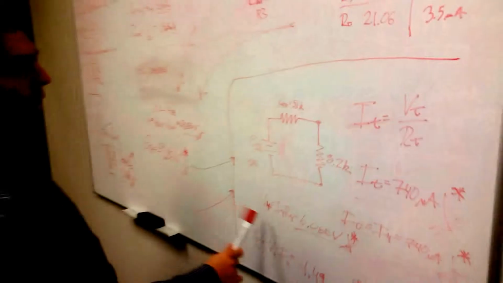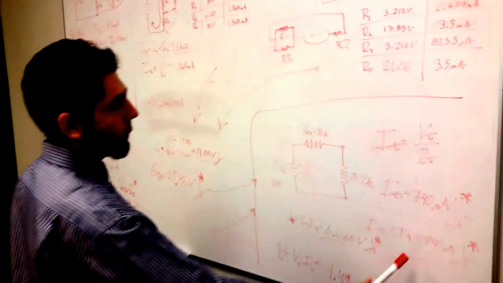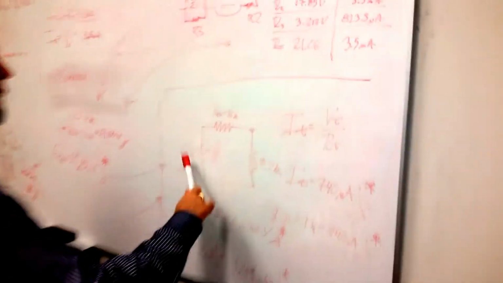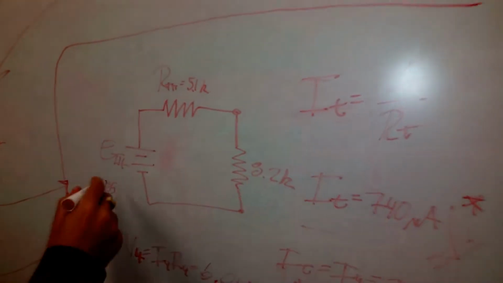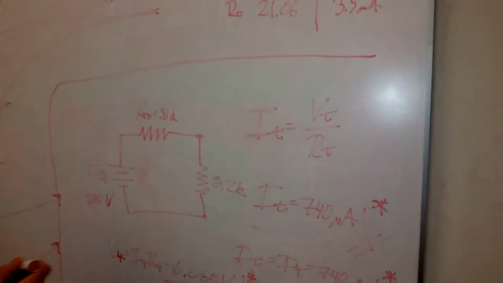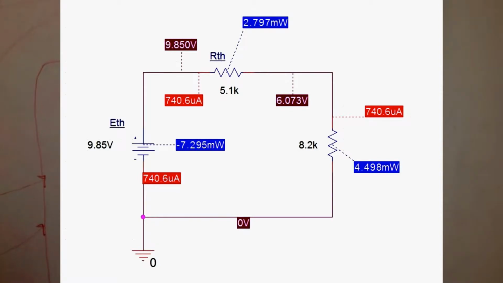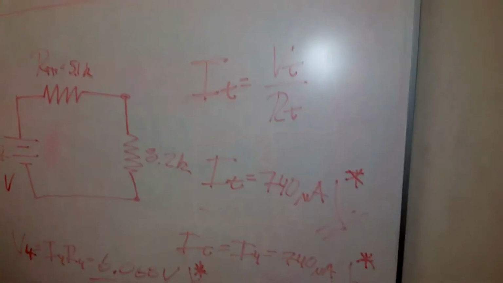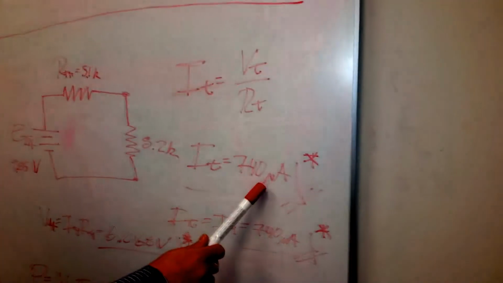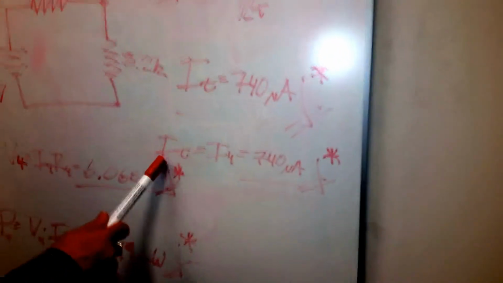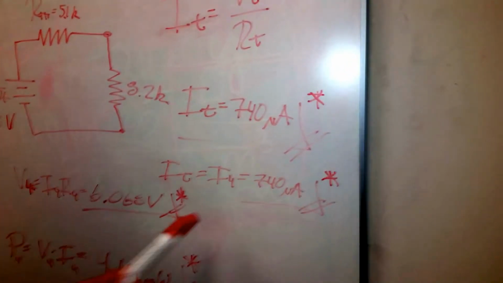And we can take that with our original RTH and get all the results that we require right here when we plug them into our Thevenized circuit. So we have ETH is 9.85 volts, and we have 5.1K is our RTH, and we have 8.2K is our R4 or our RL. And if we do our math, we'll find that IT equals 740 microamps, which IT equals I4 since they're in series.